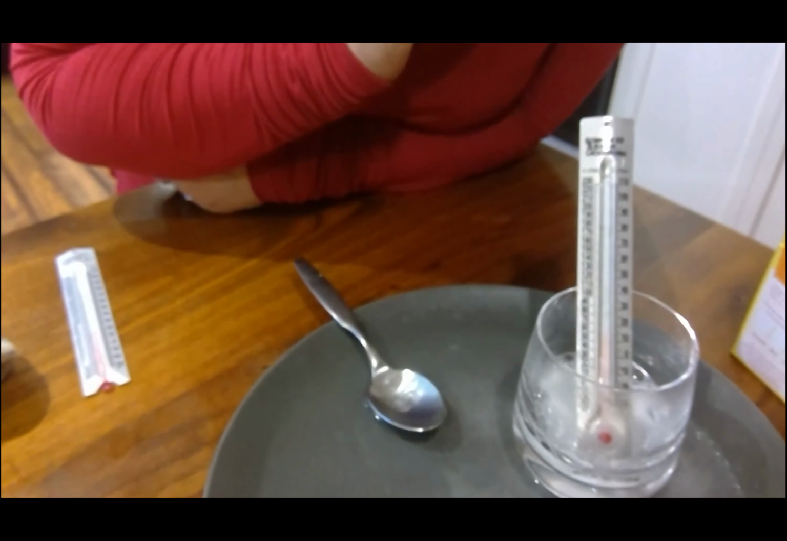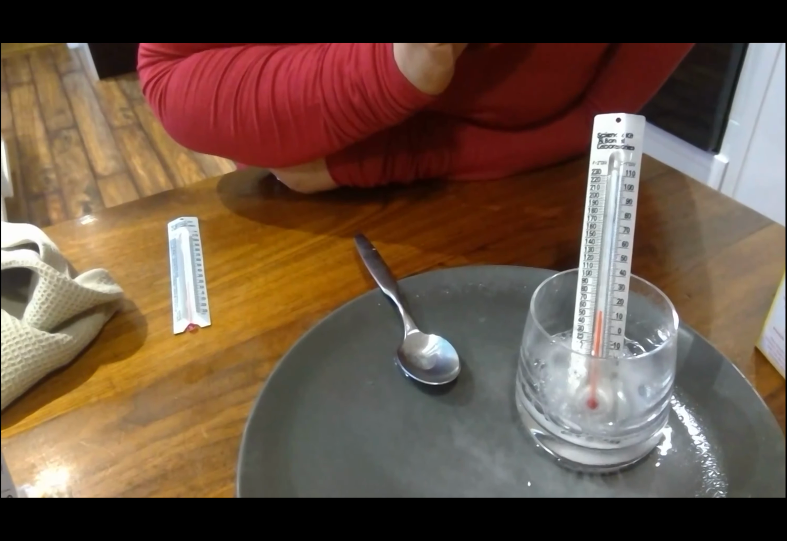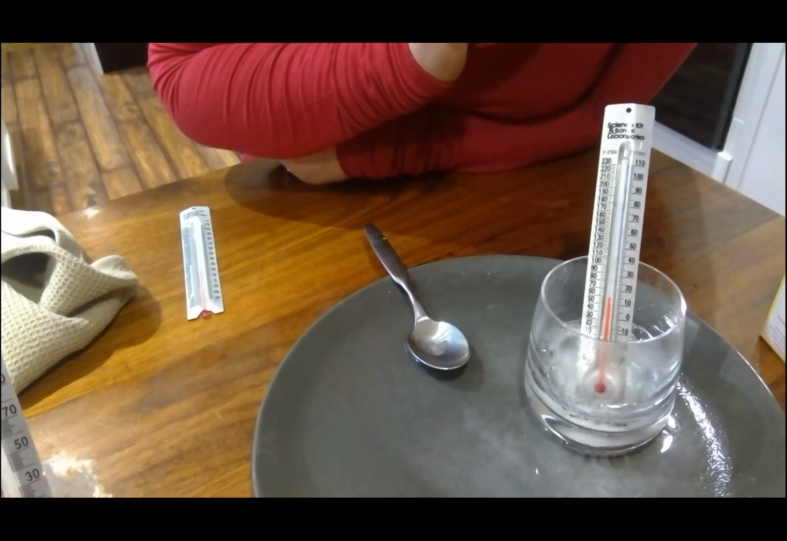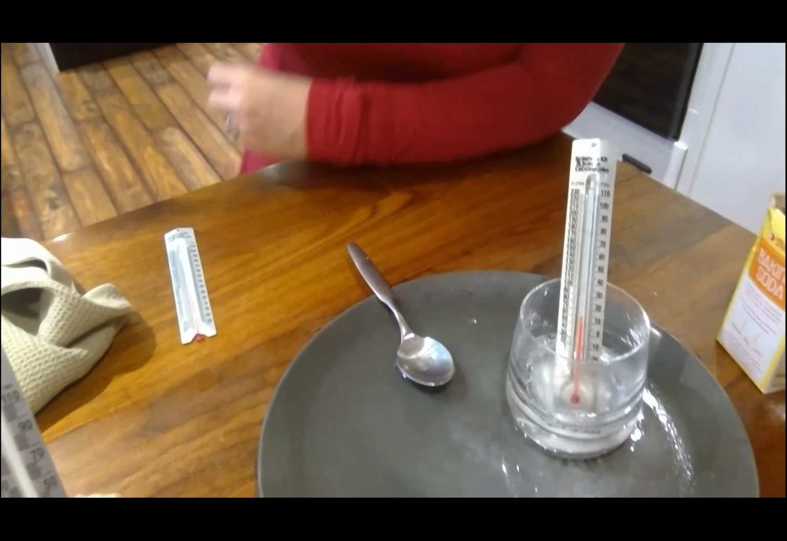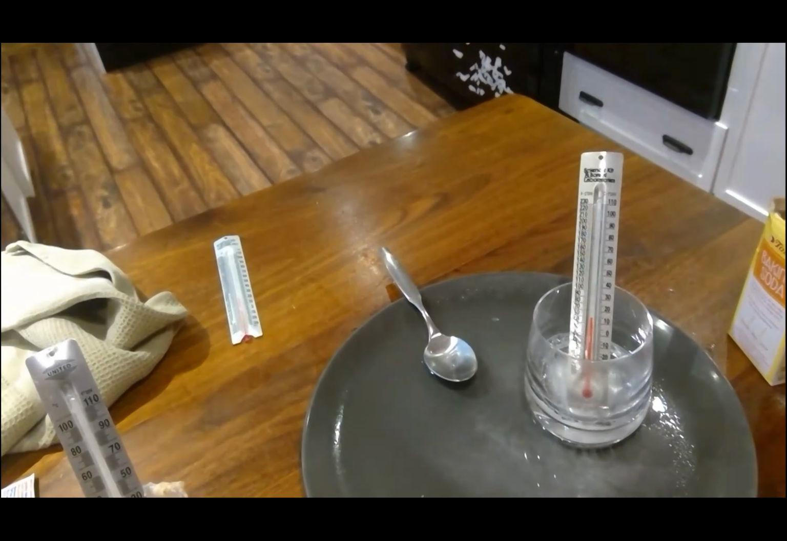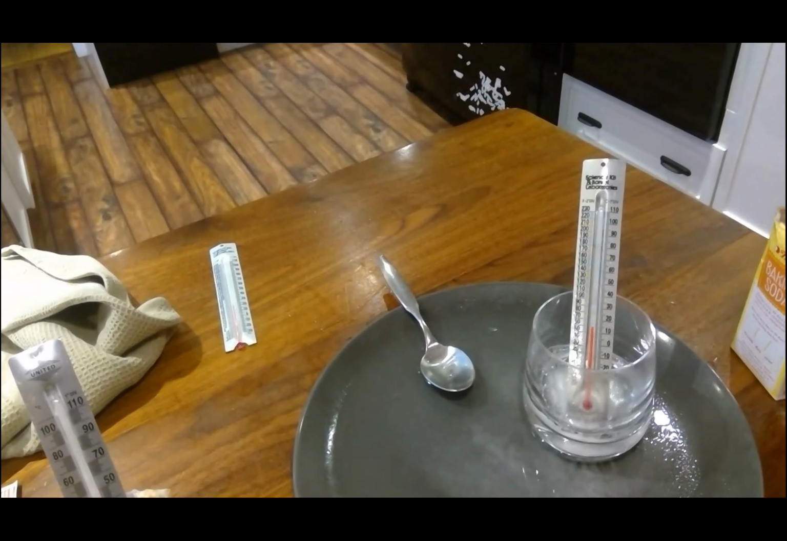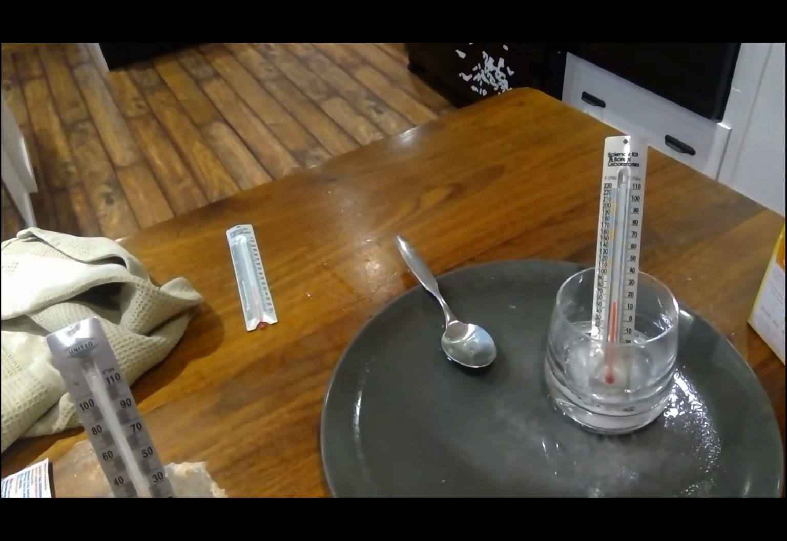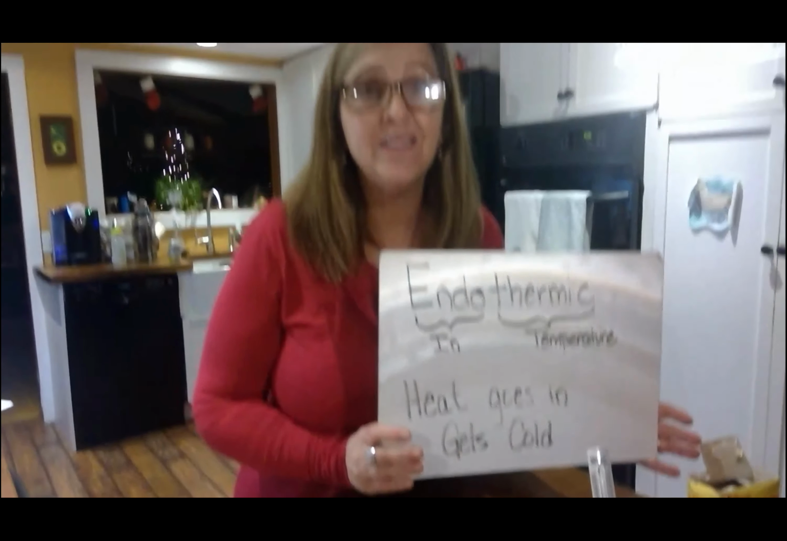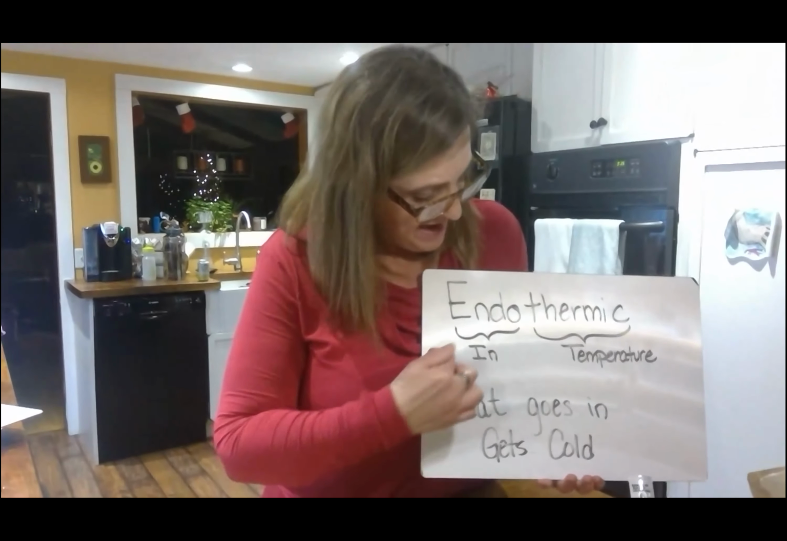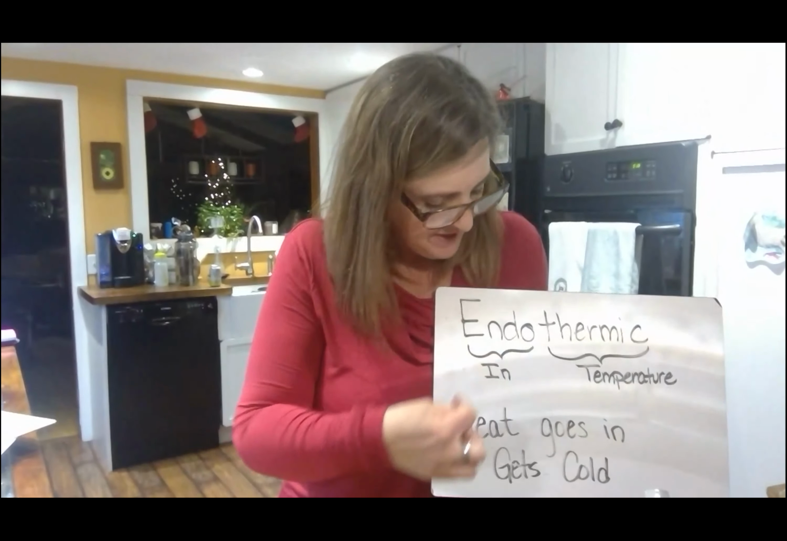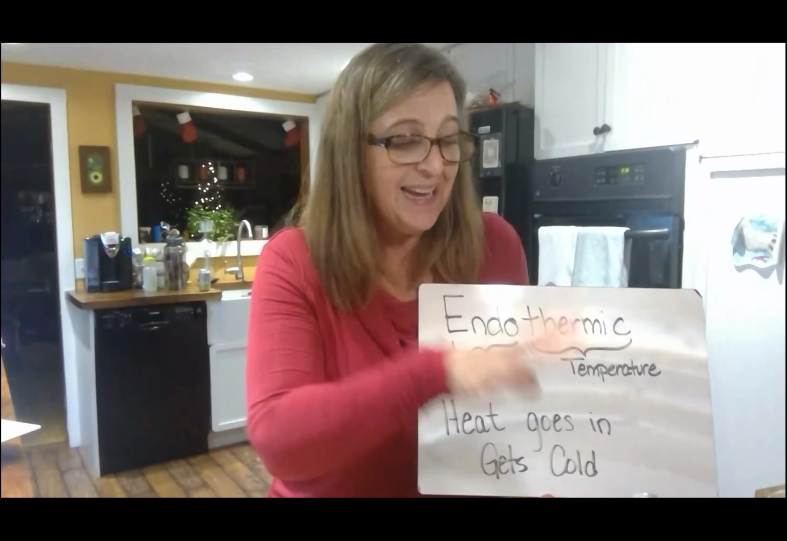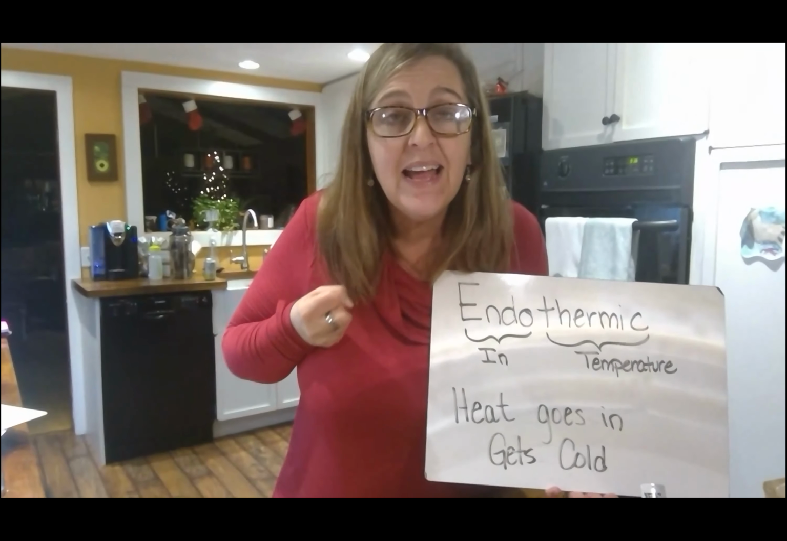So we had started at 20. Did it go up or down? Did it go down? And what does it read? Looks like 15 here. Down to 15. All right. So we went from 20 to 15. So this one was our endo reaction, endothermic. Endo means in, thermic, like thermometer, means temperature. So this was heat goes in and it gets colder. This one had to pull the heat in.